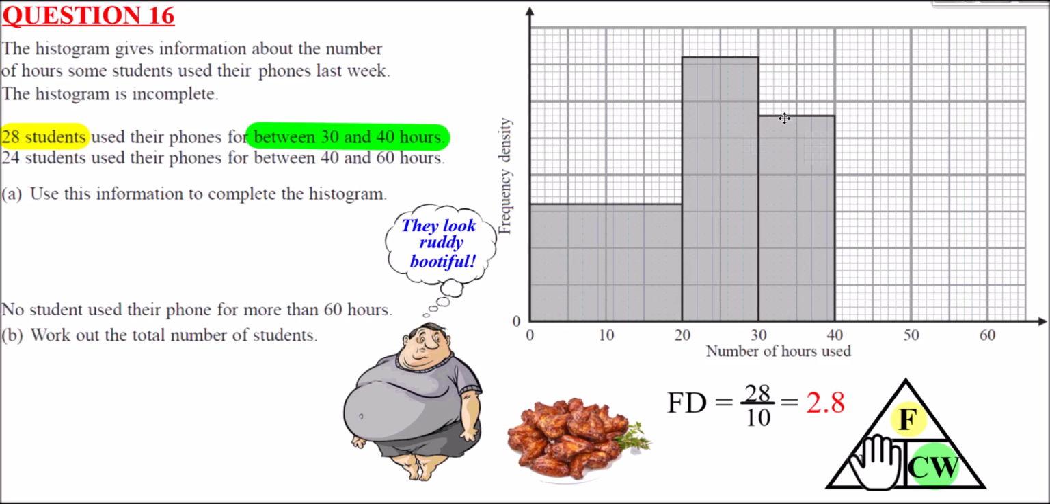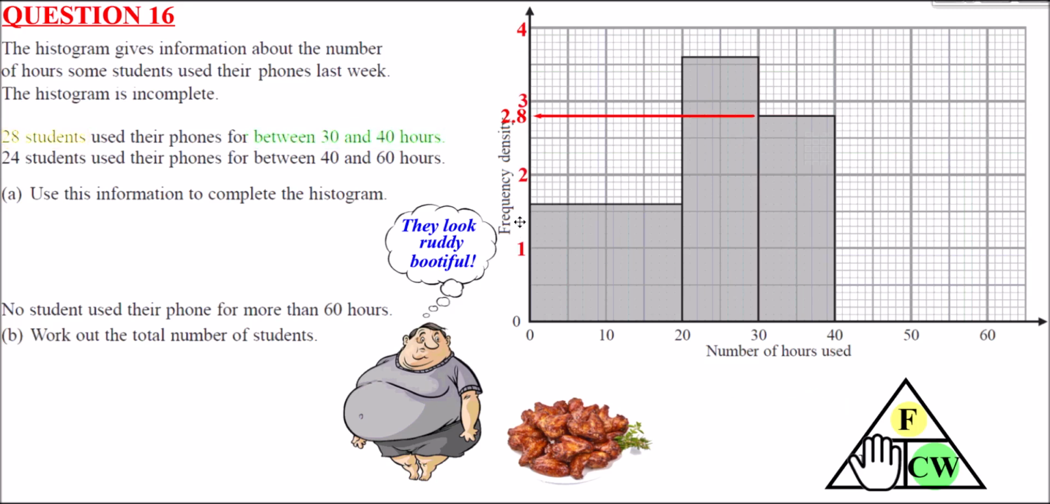So I can now work out my scale. This height must represent a density of 2.8. So if I add this on now, I can deduce that each big square must be 1 unit. That's 1 frequency density. This is 2, 3, and 4. So just finishing off the scale on the y-axis, 1, 2, 3, and 4, we can now use this to work out the height of the missing bar.